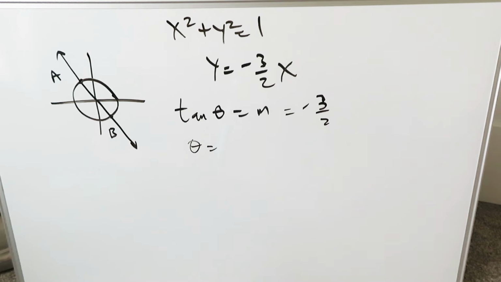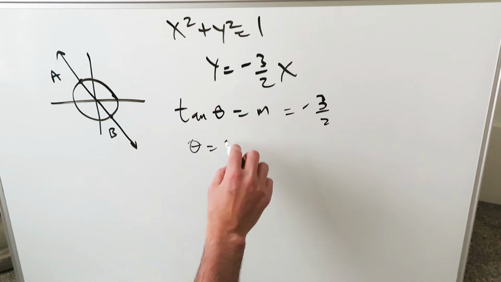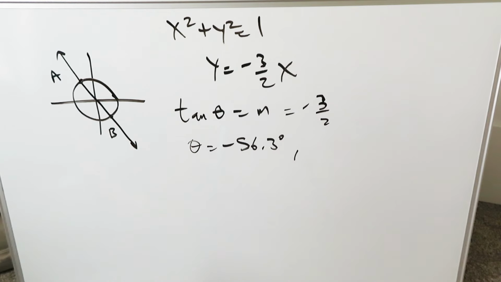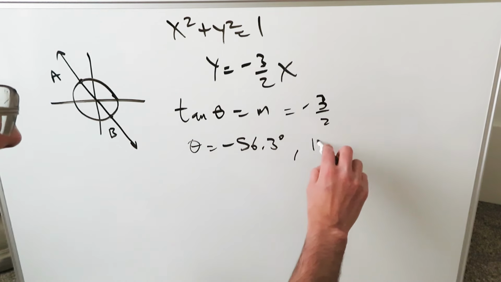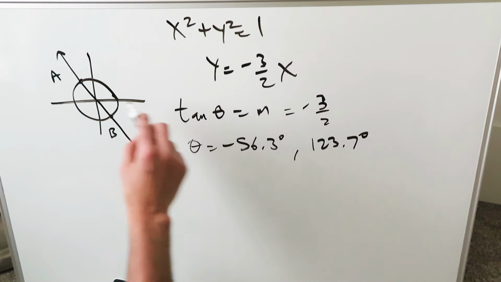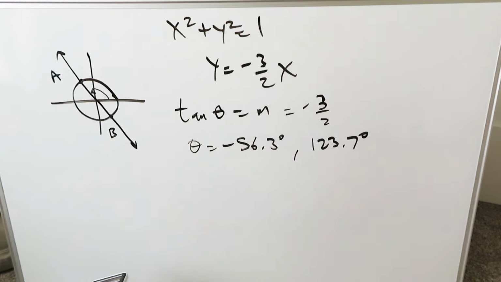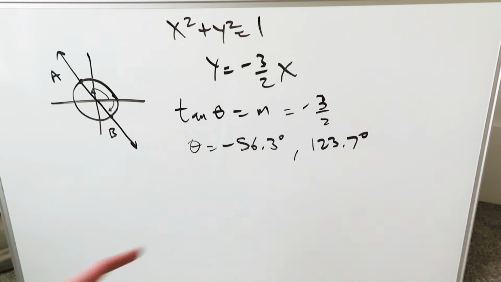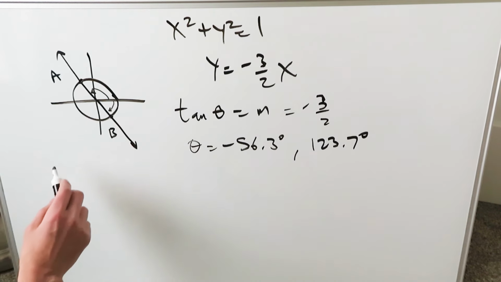Take inverse tan of minus 1.5, you get minus 56.3 degrees, but when you adjust it with regards to 180, you get 123.7 degrees. You are looking at 123.7 in that direction, but you're looking at minus 56.3 in this one, and pretty much you're done. It's that easy, and I'll tell you why.